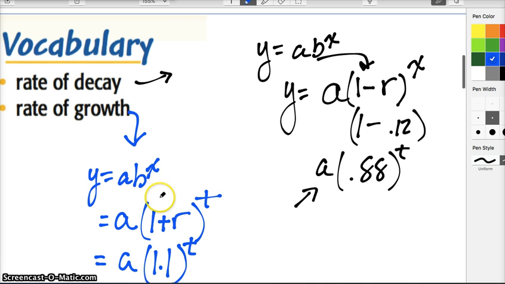It'll make good sense. All right, so rate of decay is the percentage at which something decays, and we usually write it like this. And the rate of growth would be the percentage at which something grows. In this case, my example was 10%. Let's go on and try some examples.